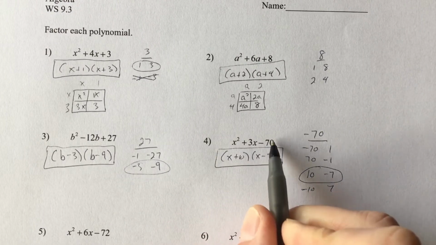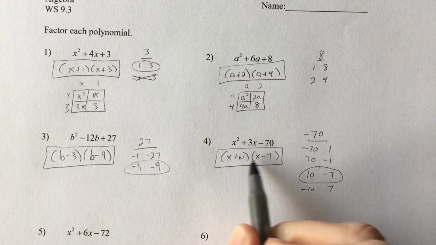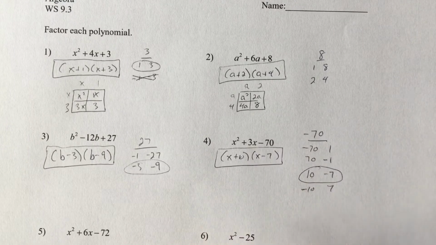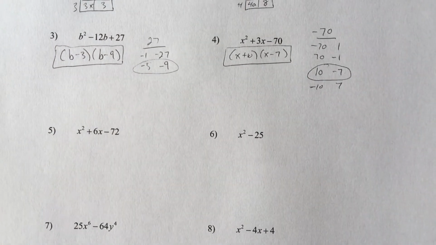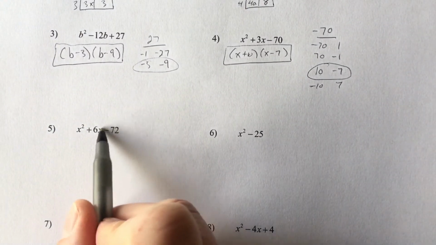10 times -7 is -70. 10 plus -7 is +3. Again, I could make the box to check and see, but I'm pretty sure I've got that. Okay. Our next one here, I need to multiply to equal -72.